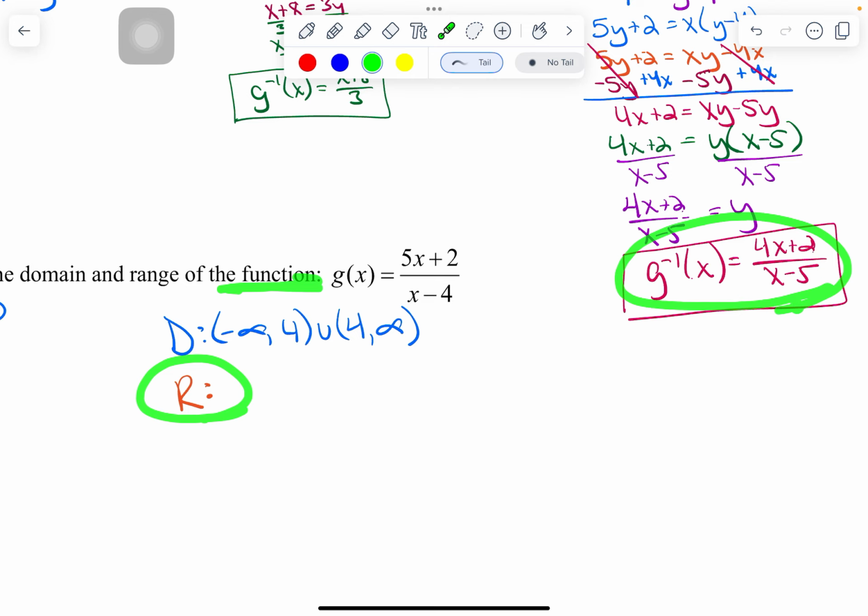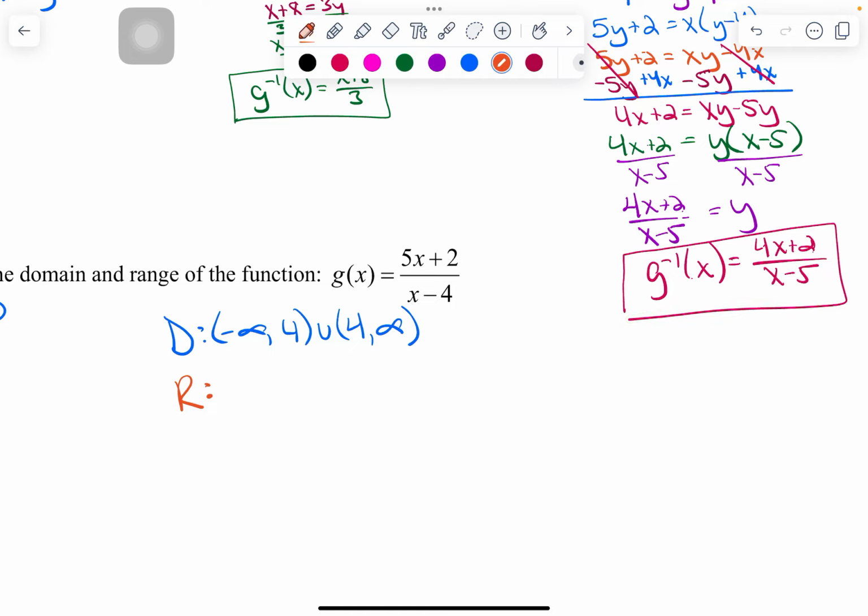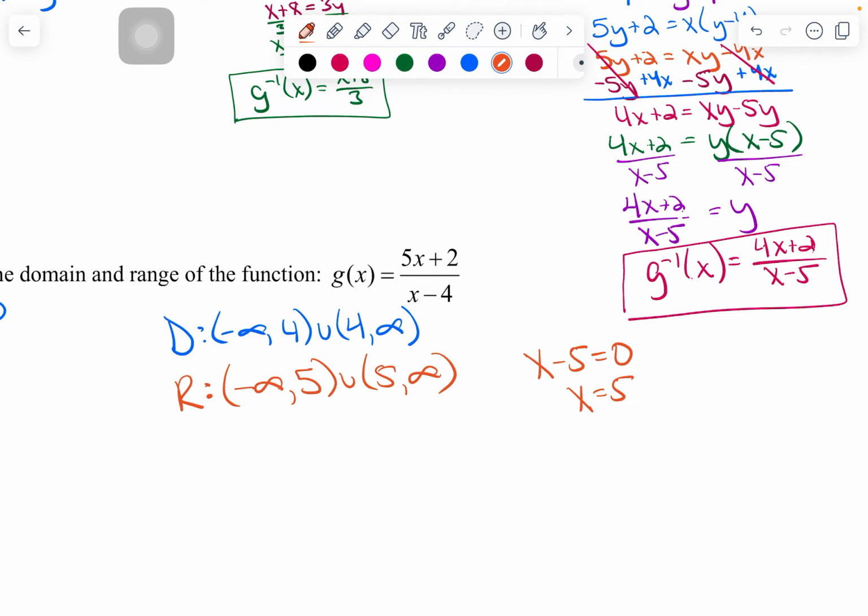is the domain of the inverse. And so we found the inverse over here. So I'm not going to reinvent the wheel. It's right here. So what I'm going to do is I'm going to do the exact same thing. I'm going to look at this denominator and see what value I need to exclude from the domain of the inverse. And that would be the value of, let's see, 5. Right? So x equal to 5. So my range, right, because range of the function is the domain of the inverse, it's going to be everything up to 5 and then 5 to infinity.